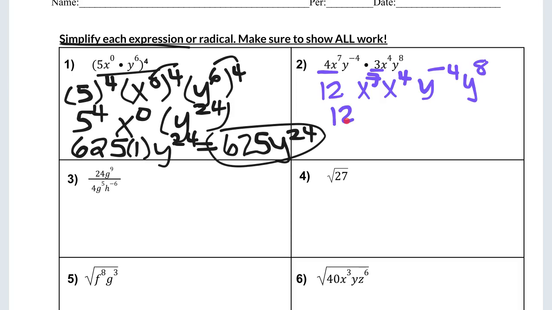Using our product of powers rule, we would then be able to add 7 plus 4 as a base of x, negative 4 plus 8 as a base y. Given the final result, 12 x to the 11th, y to the 4th.